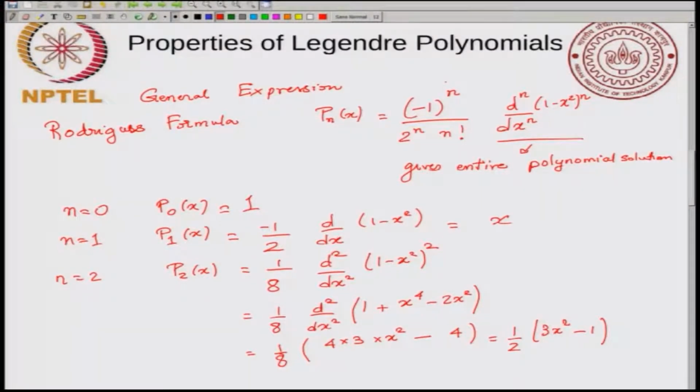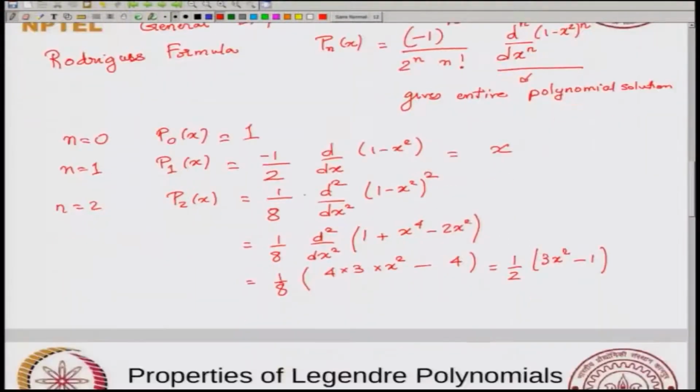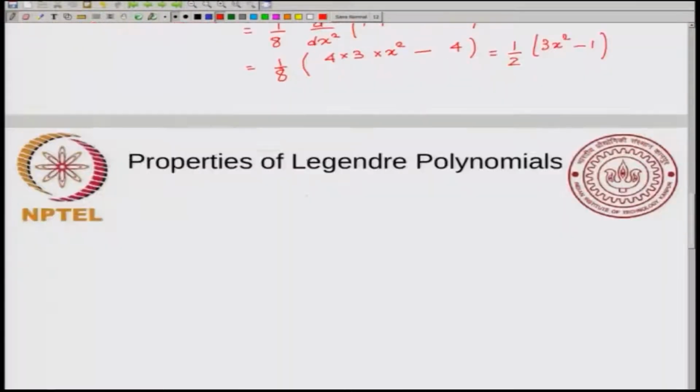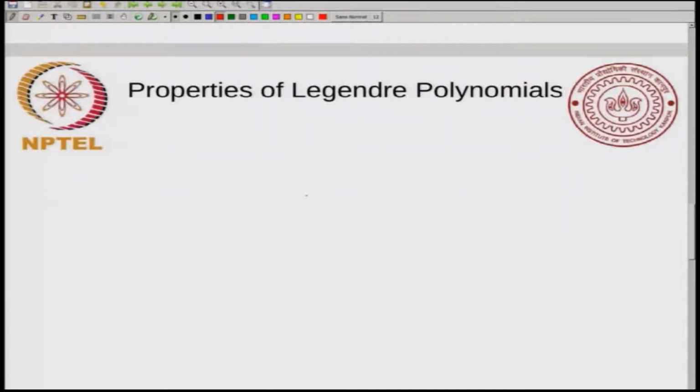I emphasize that we are not going to derive the Rodrigues formula, okay. You can try to derive it, it is actually a lot of work. But we just note these formulas because these are very interesting ways to generate the Legendre polynomials. And once you have the Rodrigues formula, you can get a lot of other interesting properties of Legendre polynomials. So, one interesting formula is what is also called a recursion relation.